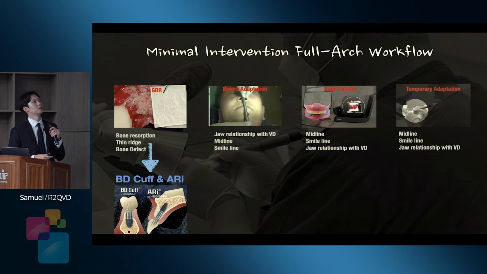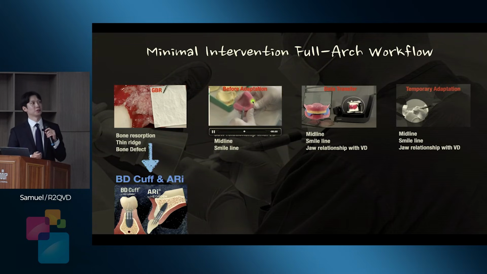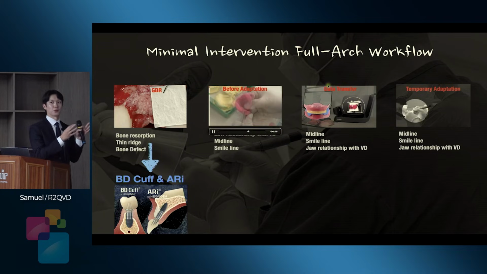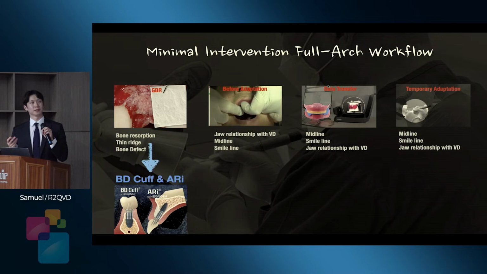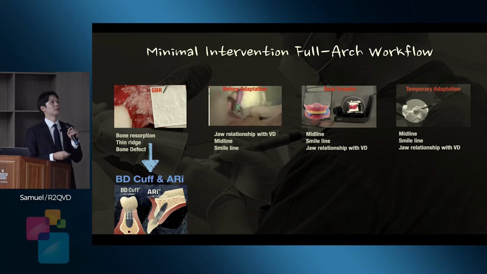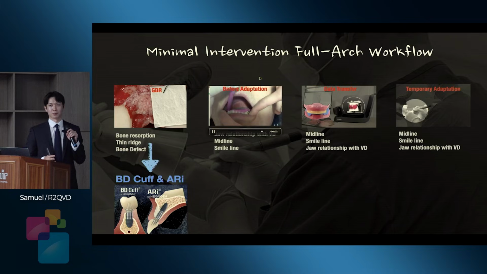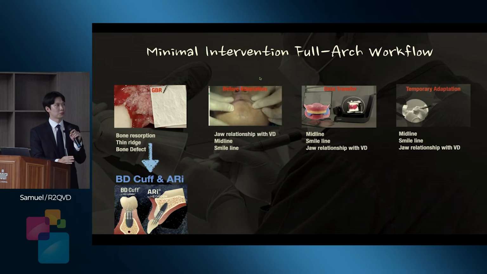Then the other one is the before adaptation. That means wax rim adaptation. Then data transfer. That means the wax rim is not 3D data, so you have to do 3D data scanning, something like that. Even if you do a good jaw relationship, you have to have a very good drawing of the midline on the wax.